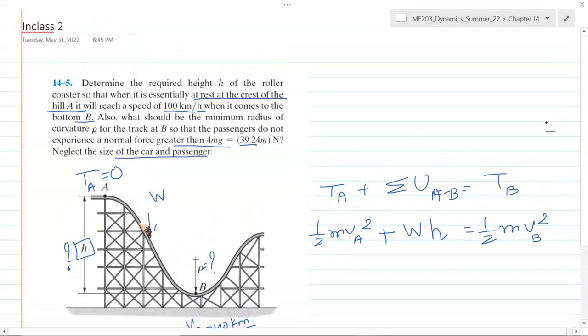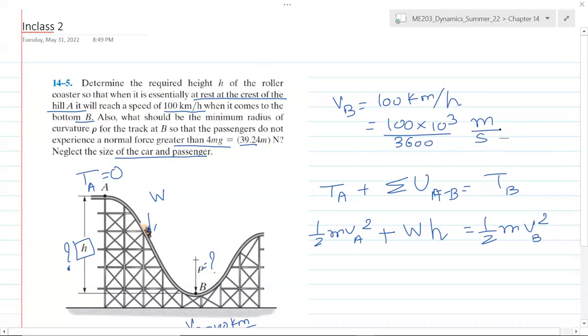What we haven't done here is convert VB into meters per second. 100 kilometers per hour is 100 multiplied by 10 to the power 3 meters, and then to convert hours into seconds we divide by 3600. So the conversion gives 27.77 meters per second. That is the speed of the coaster car that we would like to have at point B.